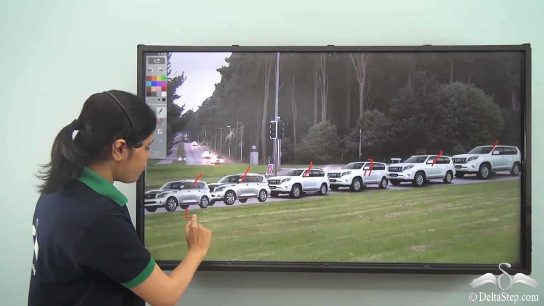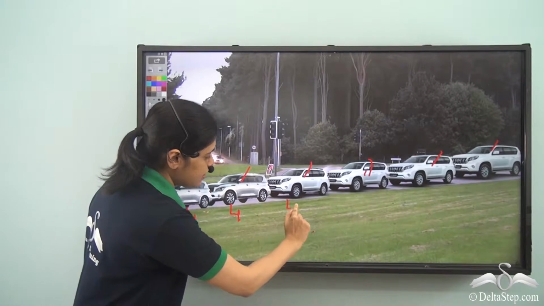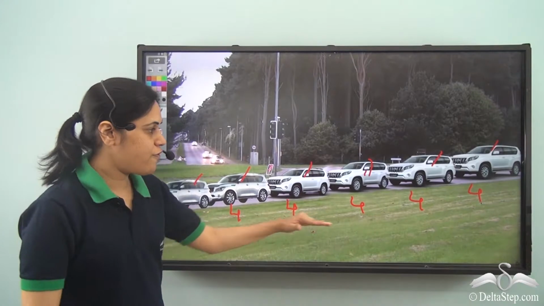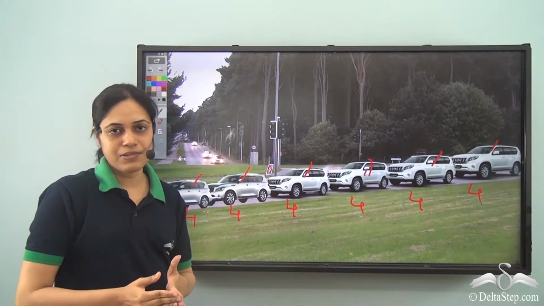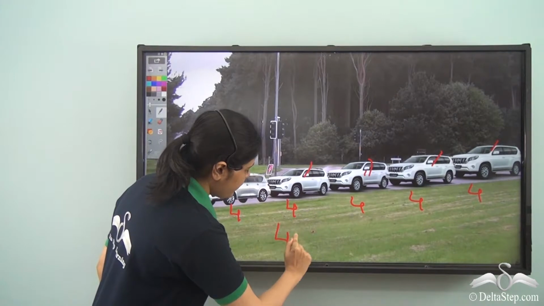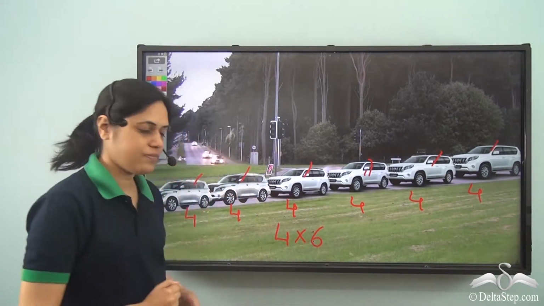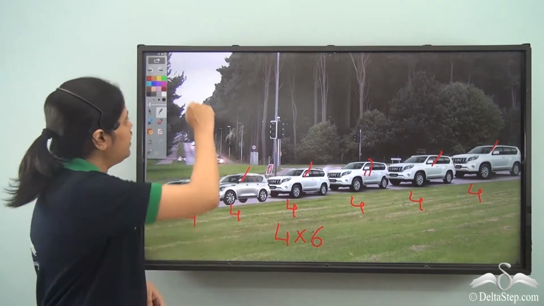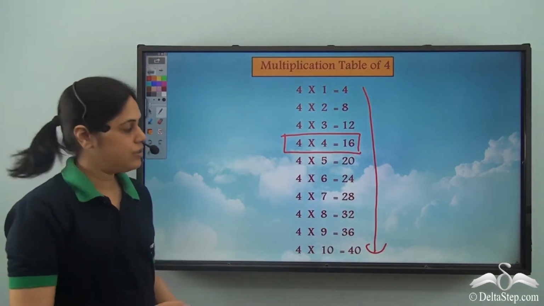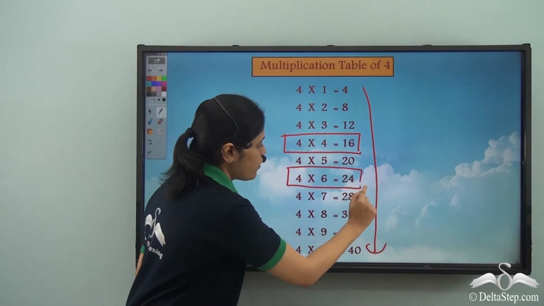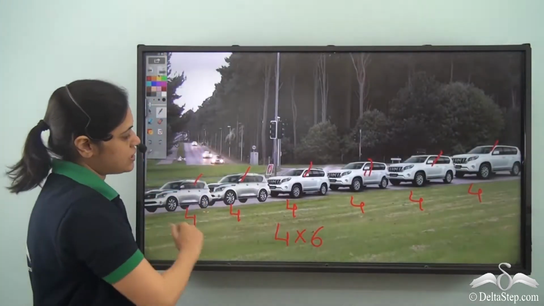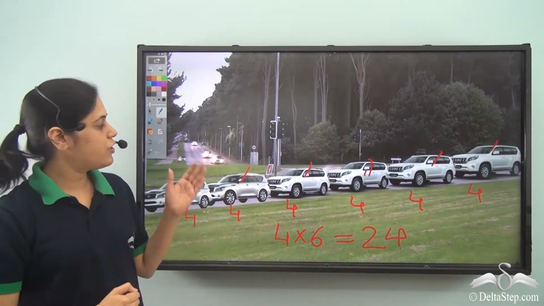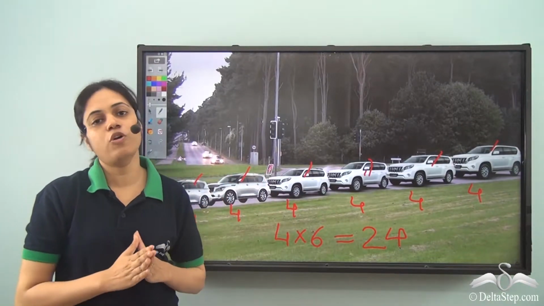So this car has 4 wheels, this car has 4 wheels, 4 wheels, 4 wheels, 4 wheels, 4 wheels. So 4 should be added 6 times. So essentially what we need is 4 into 6 or 6 times 4. And what is 6 times 4? Let us refer to our table. 4 into 6 is 24. So here we have 24 wheels altogether.